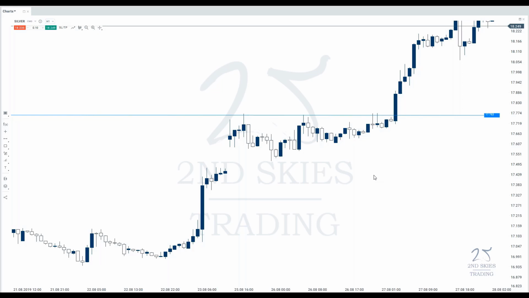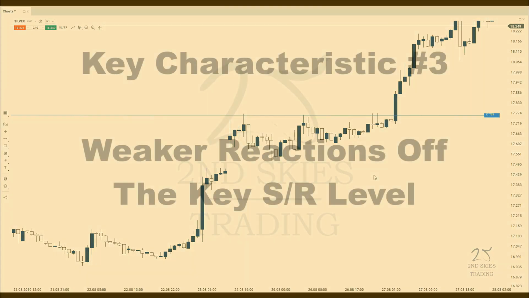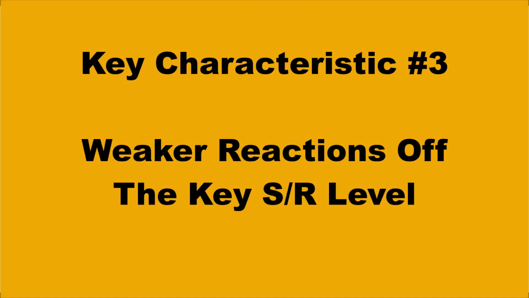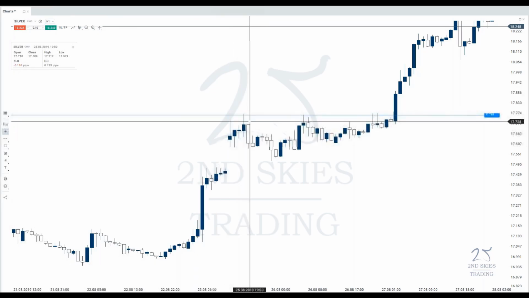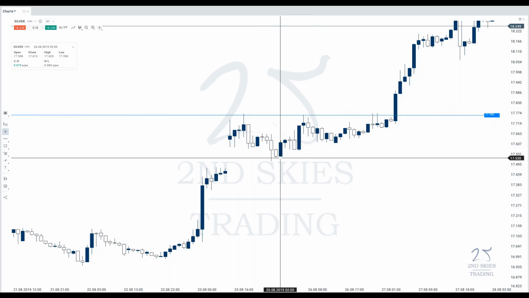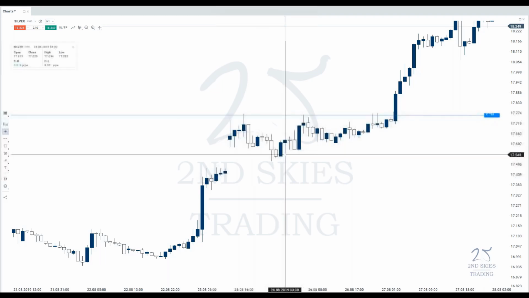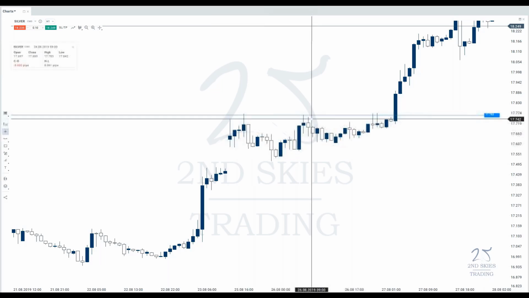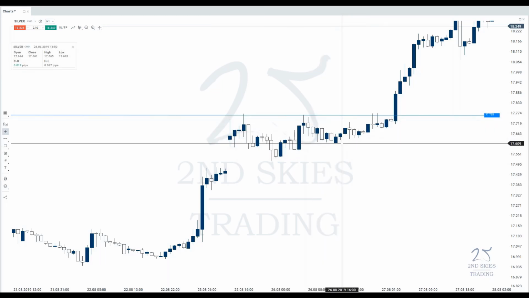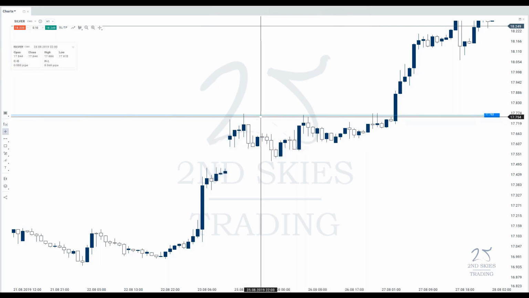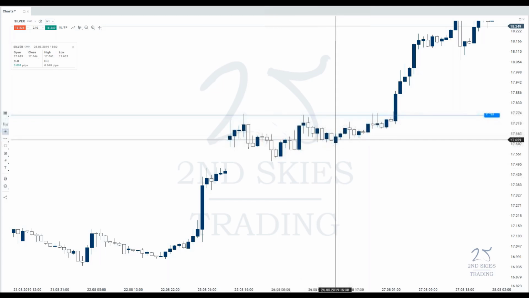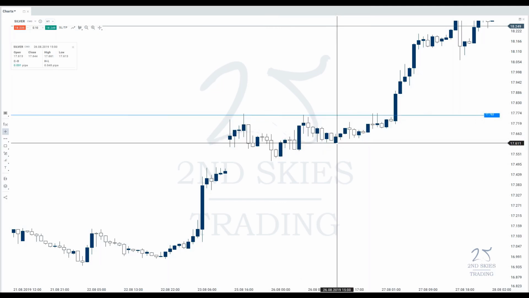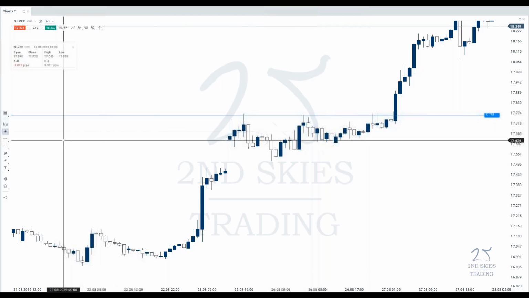The third component that I'm looking for when I want to trade this breakout pattern is weaker reactions off of the level. So let's look at this. We hit the resistance level at 1776 and it goes to about 1753, so about a 23-cent drop. We come right back to this level and then look at the reaction. It's only about 13 or 16 cents now. So from 76 to 53, from 23 cents, and now we're getting about a 16, 17 cent reaction. So it's a weaker reaction.